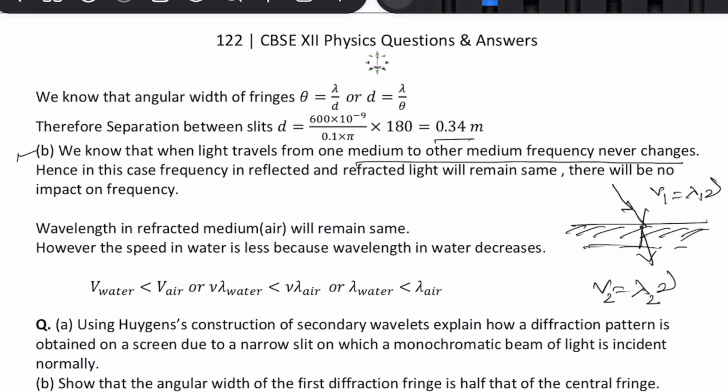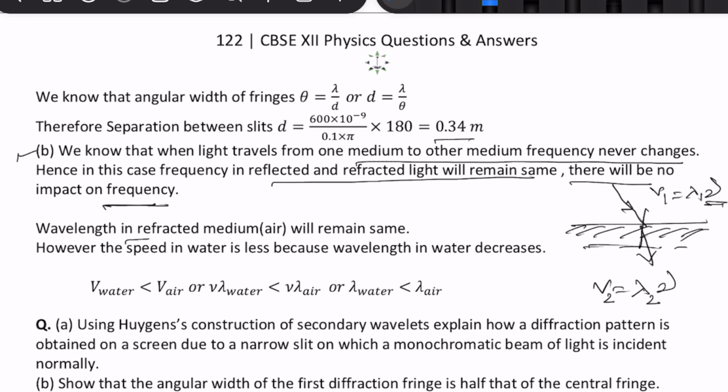Hence, in this case, frequency is reflected. In the reflected and refracted light, the frequency will remain the same. Frequency never changes when light gets refracted. It is a very fundamental property. Wavelength changes, so there will be no impact on frequency. The wavelength in the reflected medium, in air, will remain the same.